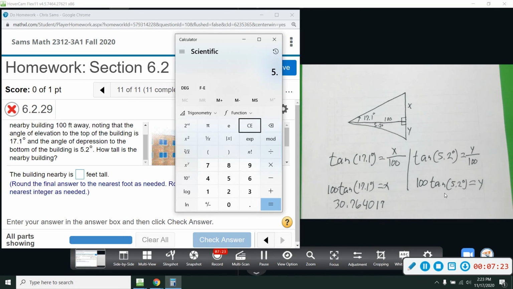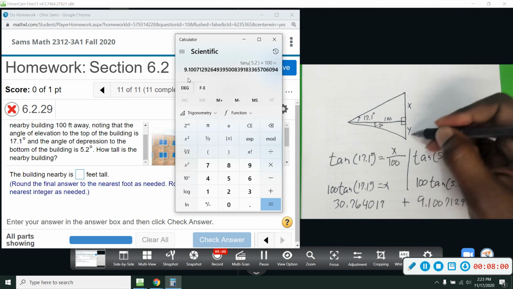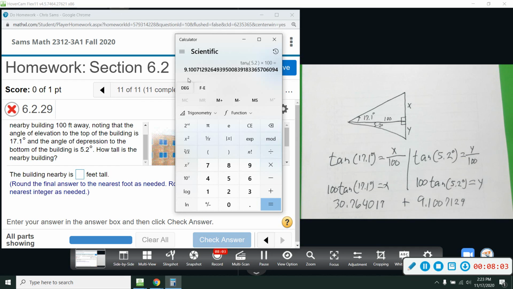All right, now we're going to do this one. So 5.2, we're going to do tangent, and then we're going to times 100. And that gives us 9.1007129. Okay, so we need to add these two up, the height of x and y, and that will give us our height of the building.